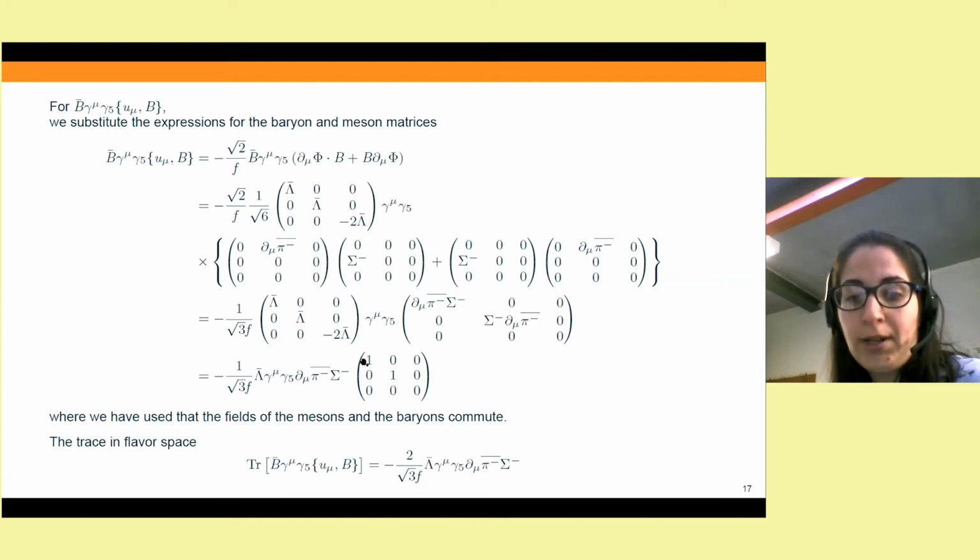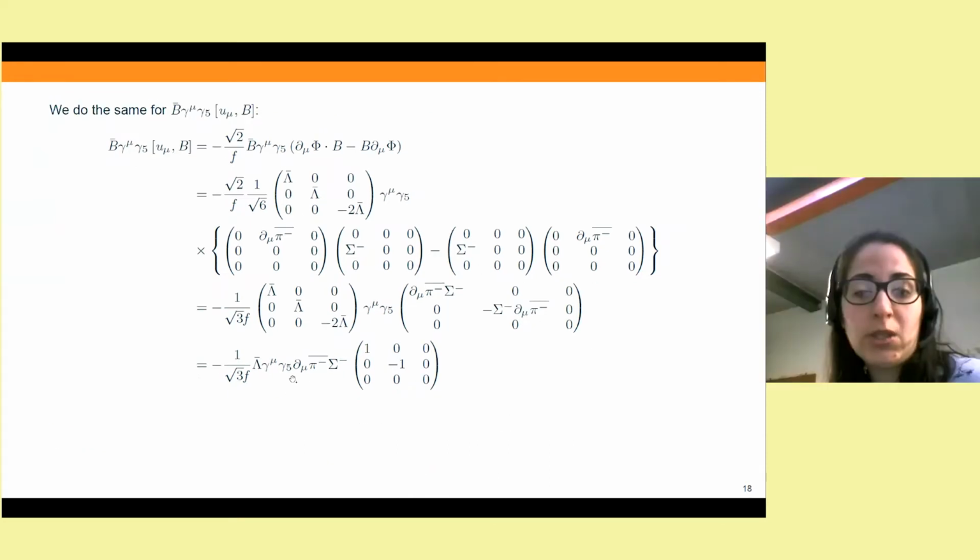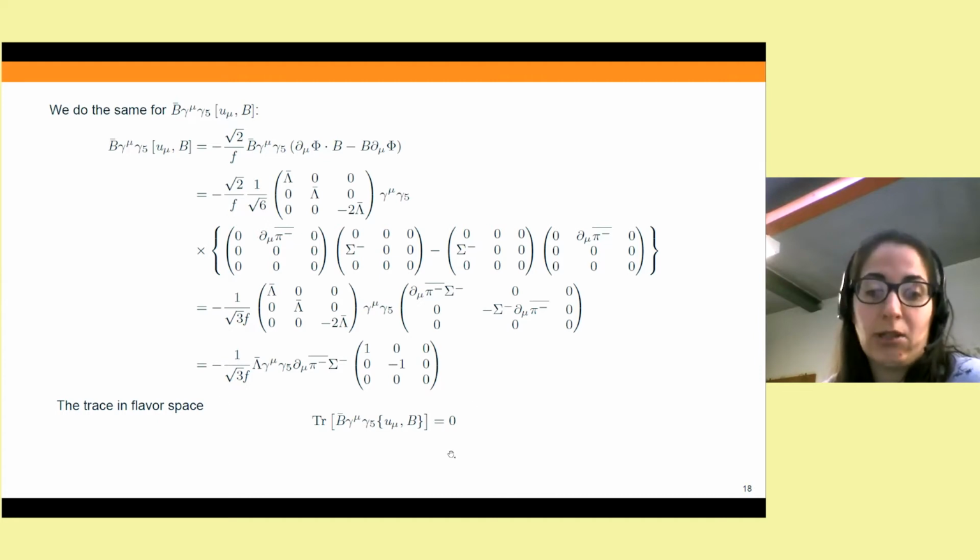So here we will have 1 for the first element, but a minus 1 here. So when we take the trace, this will give us what? 0. Exactly. We see that this term doesn't contribute to this vertex, and it's not because we don't have the right amount of fields or anything. It's just because the coefficient is 0. When we take the trace, we get a 0.